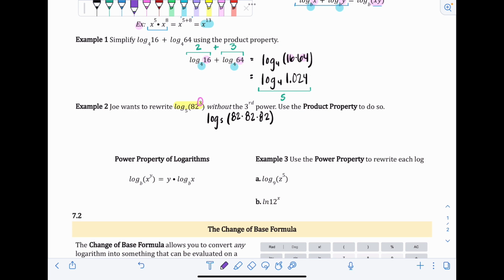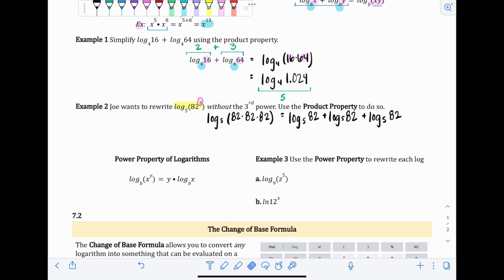So for example, up here we had a log of 16 added to a log of 64, and we condensed it down into just a log of 16 times 64. We can do the reverse of that and separate the log base 5 of 82 times 82 times 82 into 3 separate logs of 82 that are being added. So log base 5 of 82 plus log base 5 of 82 and then plus log base 5 of 82. So that's applying that product property.